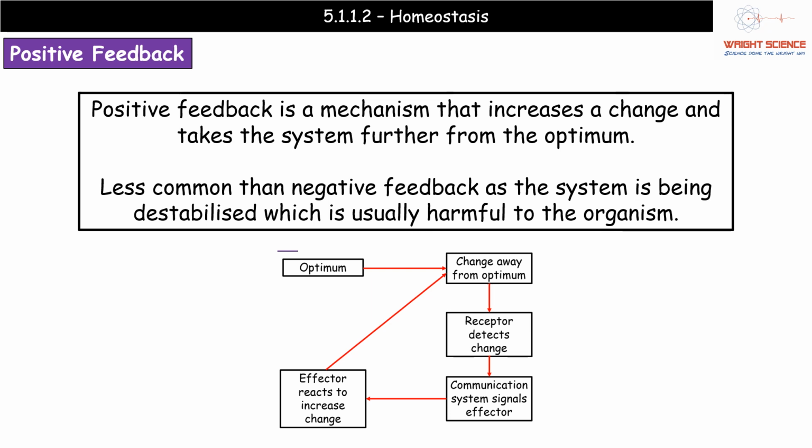So what we see in a positive feedback system then is we've got our optimum here. We see our change away from the optimum, detected by those receptors still, and then we're going to have some kind of communication system signaling the effector, but in this case the effector is going to increase that change. So it's going to keep moving it away from the optimum.